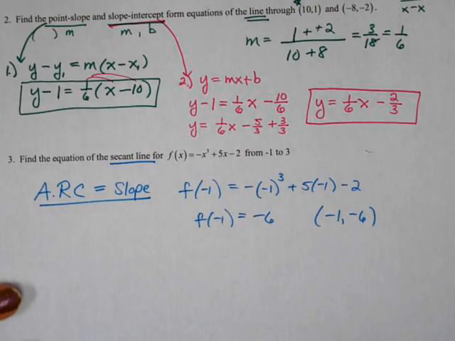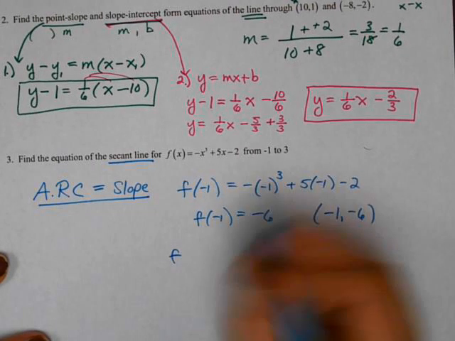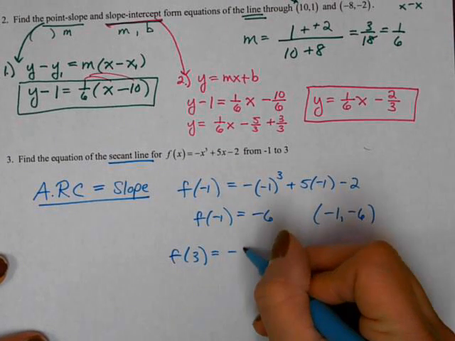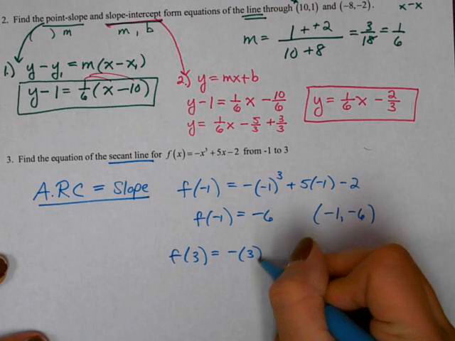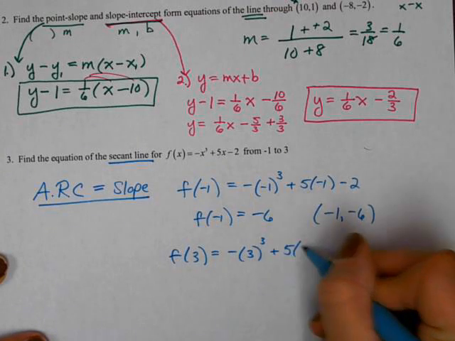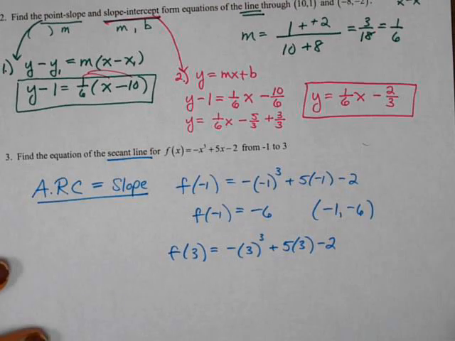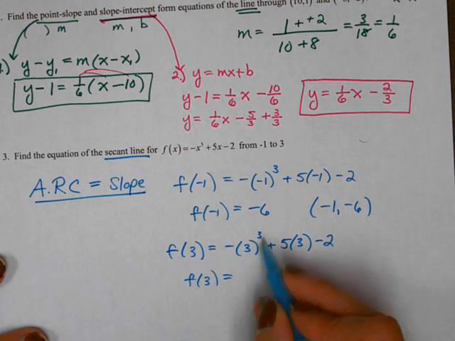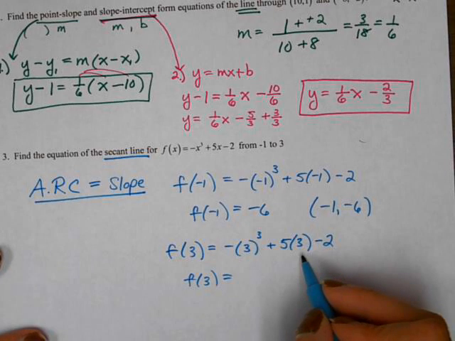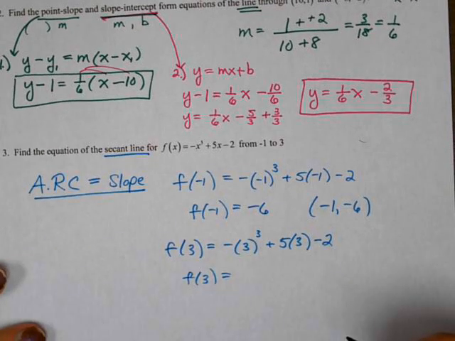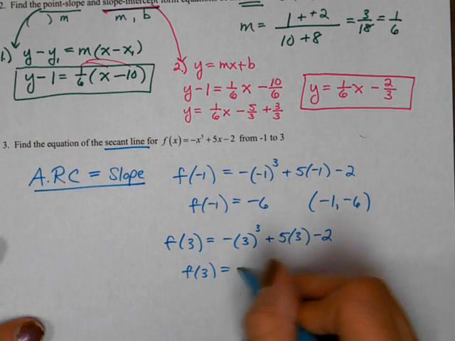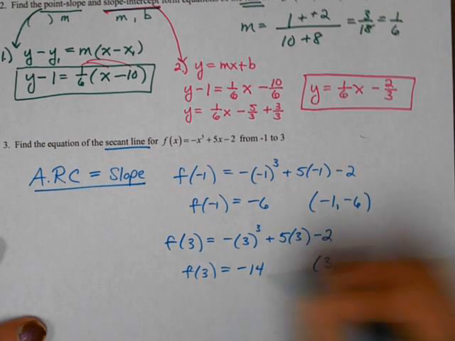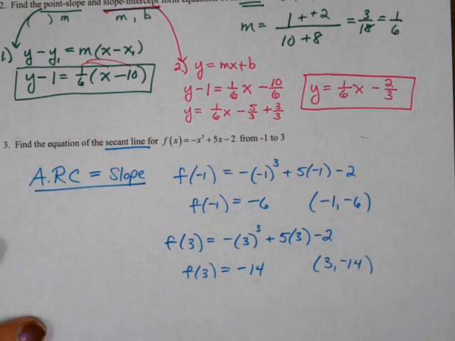Now we have to do that again. Now we have to take our function and plug in a 3. So we've got negative 3 gets cubed plus 5 times 3 minus 2. F of 3 equals -27 plus 15, and then minus 2. That's going to be -14. So when you plug in a 3, you get a y value of -14.